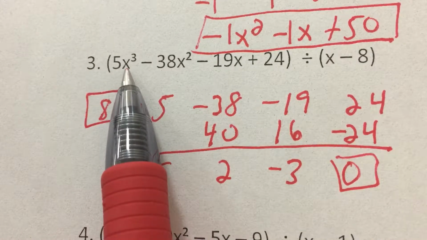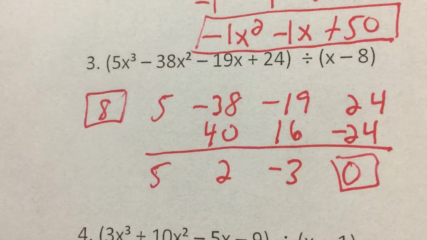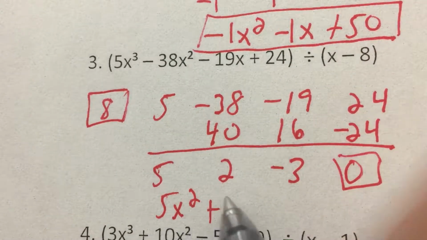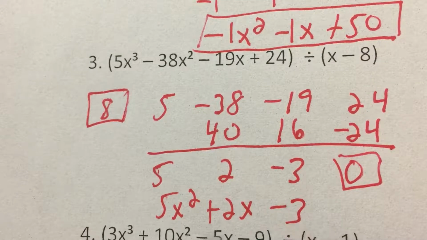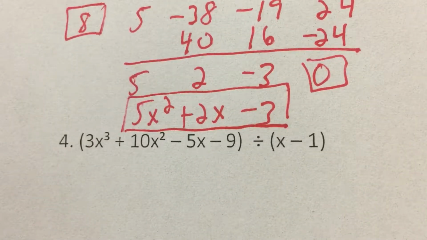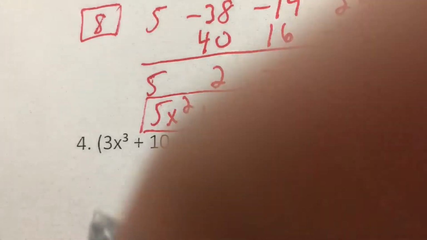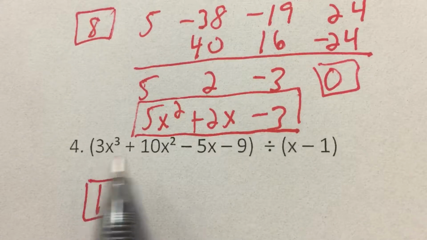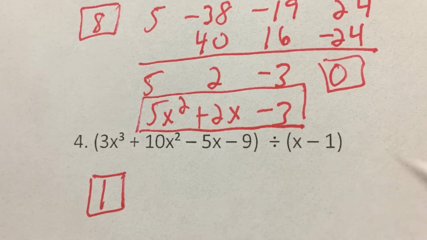This polynomial started with x to the third. Ours starts 1 less than that, so ours is going to start with x to the second: 5x squared plus 2x minus 3. Next up, number 4, our box number is going to be a positive 1. Coefficients are 3, 10, negative 5, negative 9.